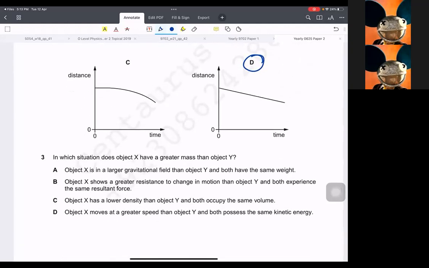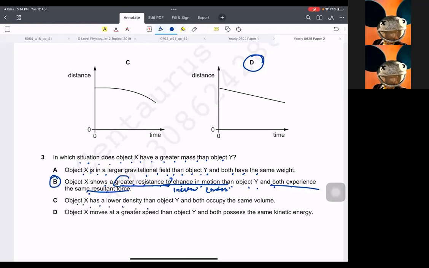Now, in which situation does object X have a greater mass than object Y? Object X is in greater gravitational field than Y, both have the same weight. Or, object X shows greater resistance to change in motion than Y, and both experience the same resultant force. Resistance to change in motion is inertia. Inertia depends on mass. If they have different mass, then of course they will have different resistance. So B is the answer, but I'll check the other ones too.